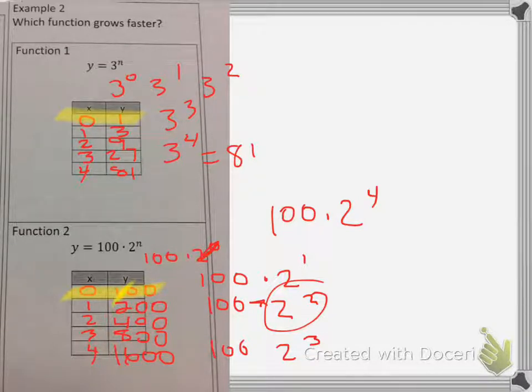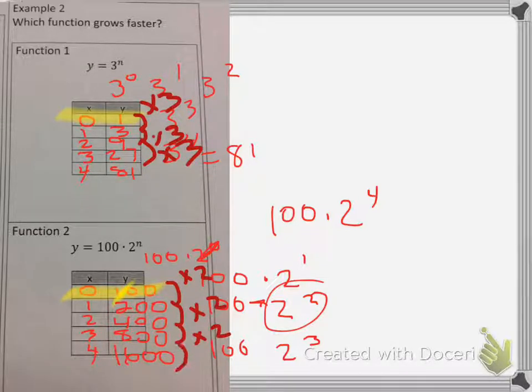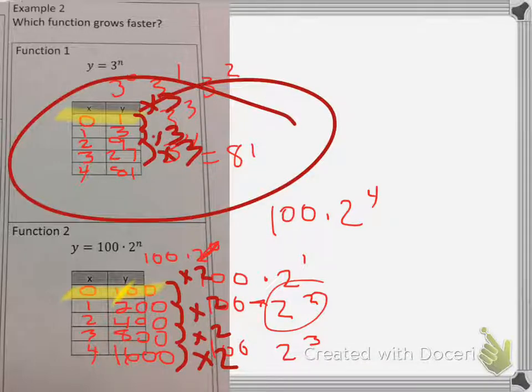So the question is, which one is growing faster? If I look right here, each time I go to the next ordered pair, I grow by multiplying by 3. Here I multiply by 3, here I multiply by 3. Am I getting the same thing here? Here I multiply by 2 to get from here to here, here I multiply by 2, and here I multiply by 2. So which function actually grows faster from one ordered pair to the next? It's actually this top function, function 1, because its average rate of change is a bigger number than the bottom's average rate of change.